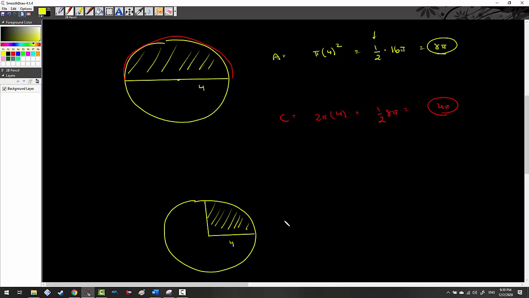Again, the radius is going to be 4. The area, unimaginably, is going to be pi times 4 squared. But again, I'm going to multiply it by 1/4 this time, because that's 1/4 of the circle, right? So that's going to be 16 pi over 4, which is going to be 4 pi. And then again, circumference is going to be 2 pi times 4, but again, I want 1/4 of it, so those guys can actually cancel each other out, giving me 2 pi.